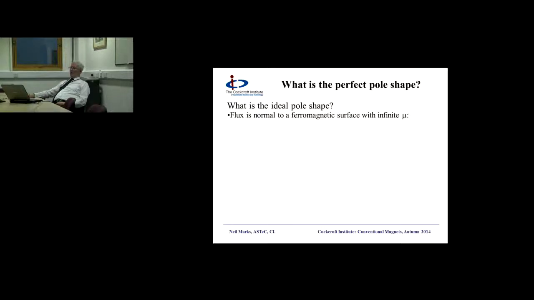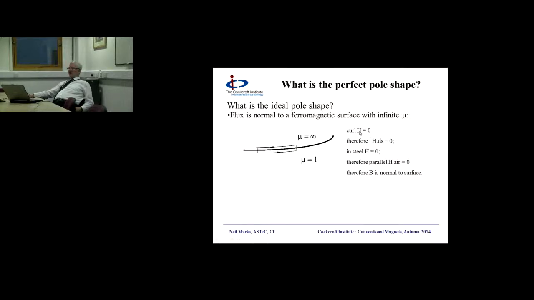Well, now, let's consider first of all the flux being normal to a ferromagnetic surface with infinite mu. And this again is a standard bit of textbook theory, that if you have a high permeability surface here, and here's the mu equals 1. If you then do a line integral around here, we're full of line integrals today, because curl H equals 0, there's no currents in here, therefore H dot ds equals 0. Now, if this permeability is infinite, there can be no magnetic field H. It'll all be 0.